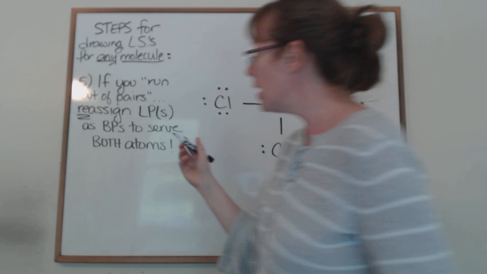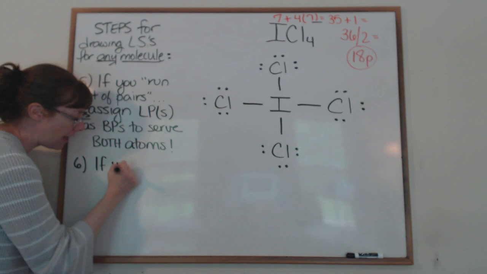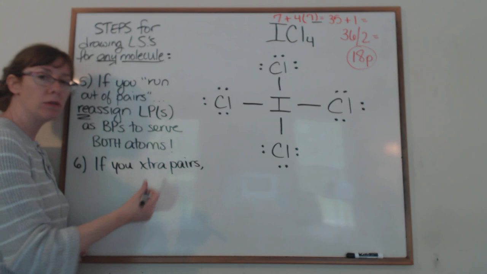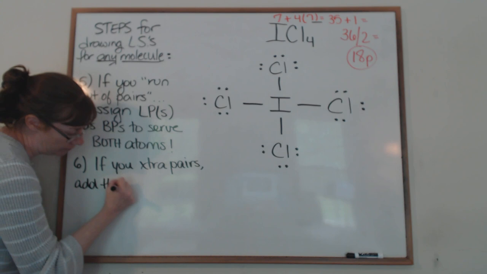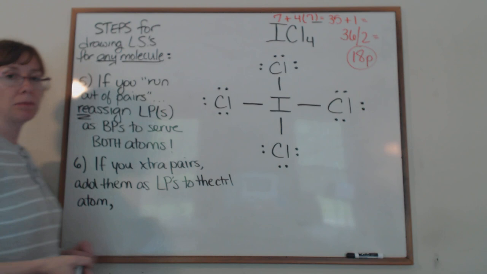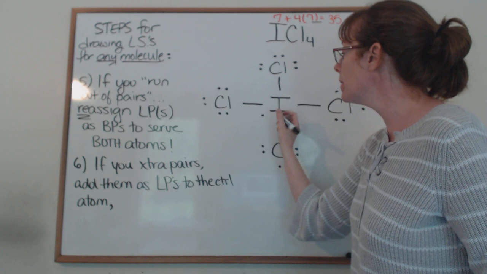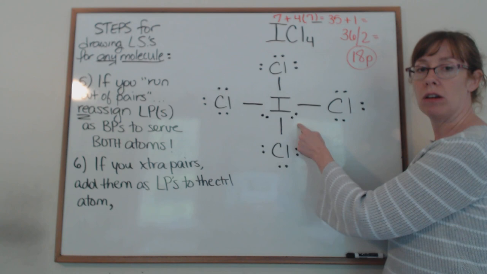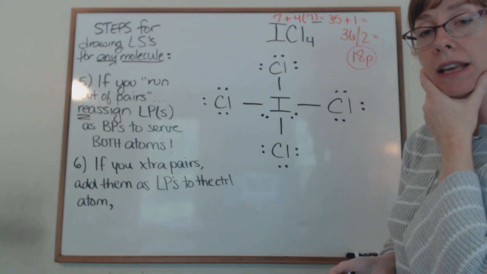This is where step number 6 comes in. Step number 6 says if you have extra pairs, kind of like when you seem to have satisfied every atom, you are going to add them as lone pairs to the central atom. Now, let me do a comma here. I'm going to complete this sentence in a minute. So our last two pairs will get added to the central atom, and you're going to put them on a little diagonal position. You could put them here, or you could put them here as well. It doesn't matter, but somewhere on that little diagonal position is how you would draw that Lewis structure.